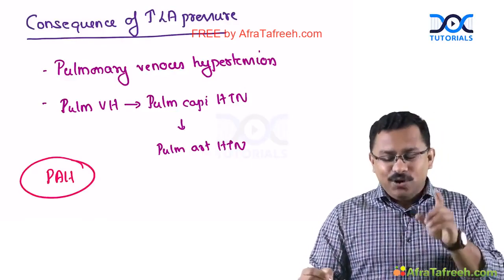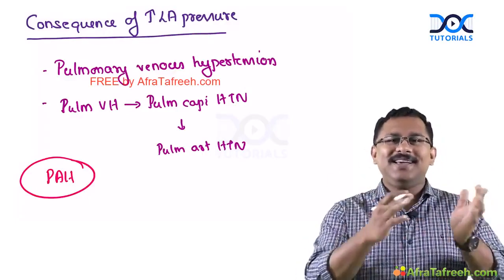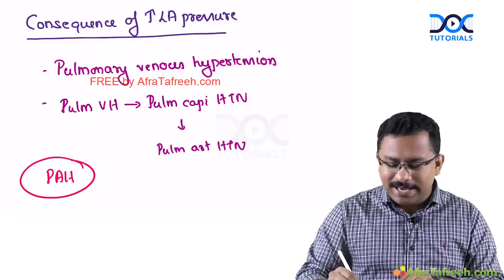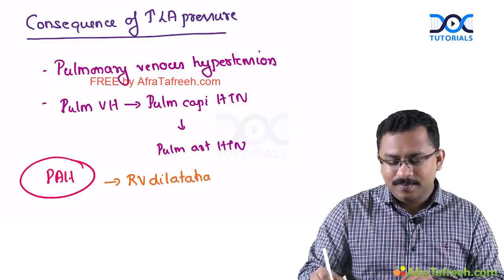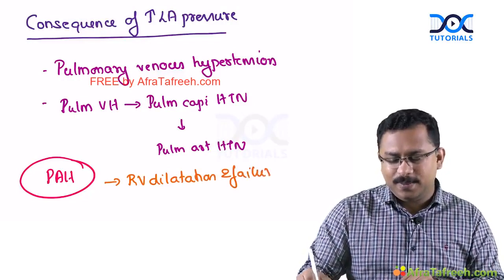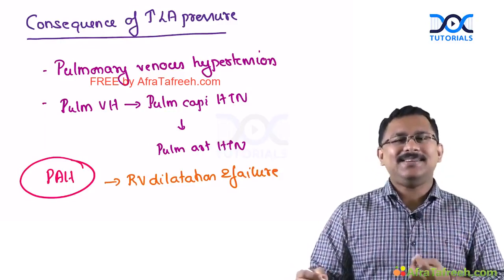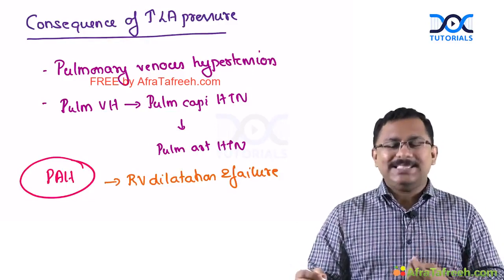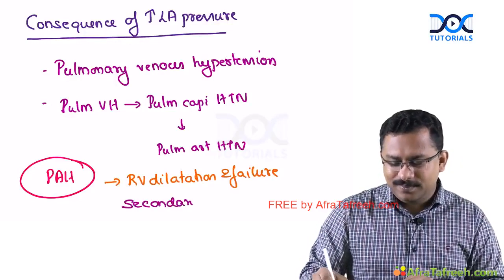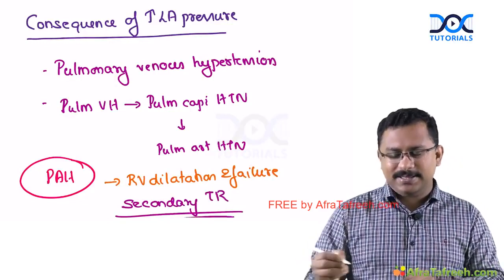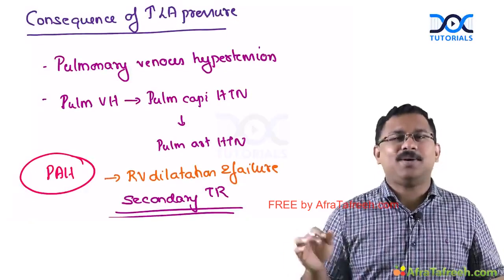Okay, and when you have a pulmonary arterial hypertension, obviously you are going to have an affection of the right side of the heart. So you can have an RV dilatation and an RV failure. Okay, and this RV dilatation can also lead on to secondary tricuspid regurgitation. Okay, a secondary tricuspid regurgitation. So you may or may not have an associated TR. Okay, but that is always a possibility.